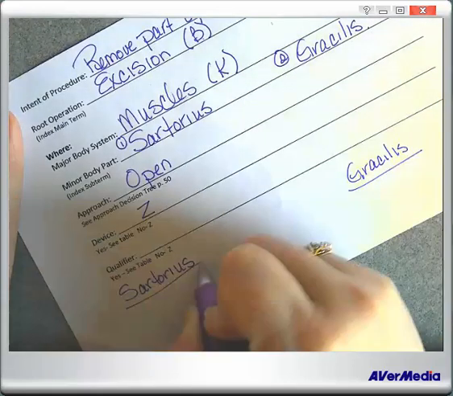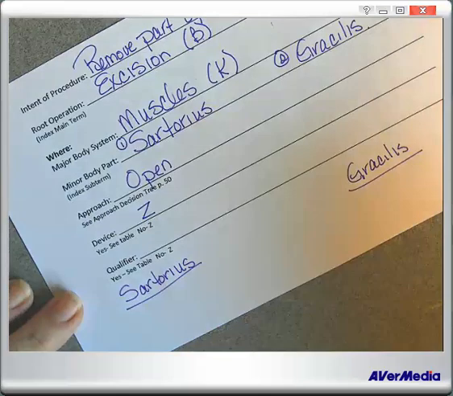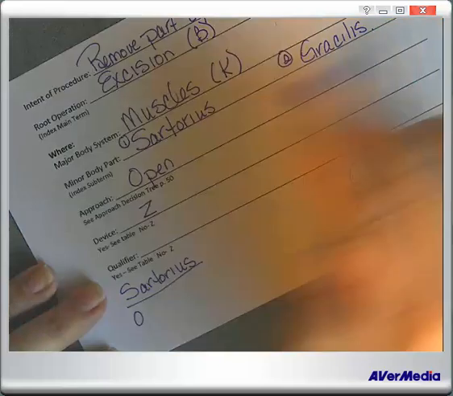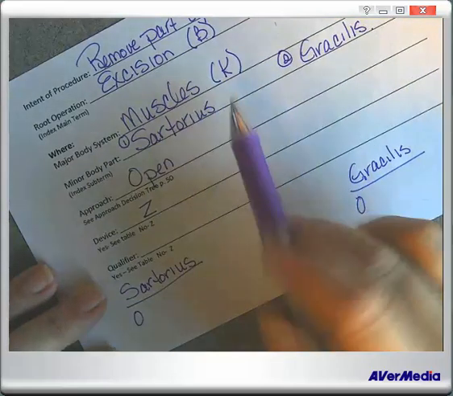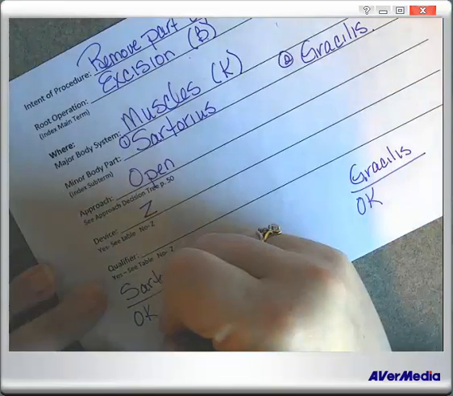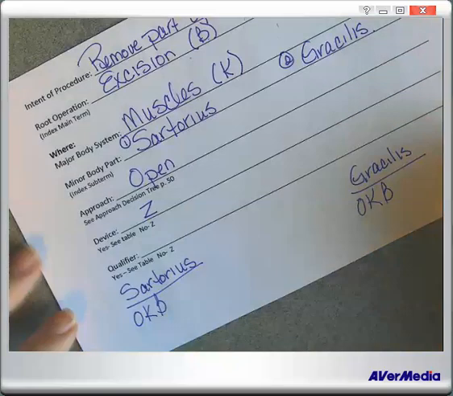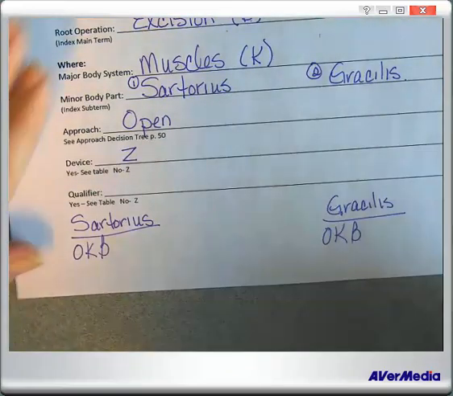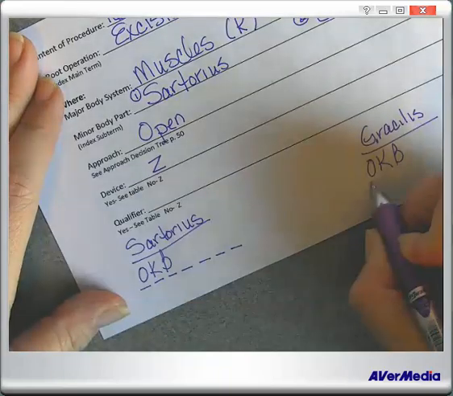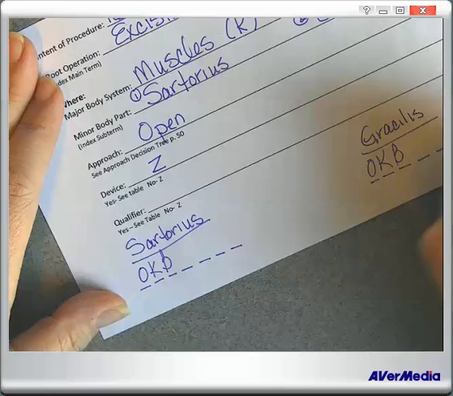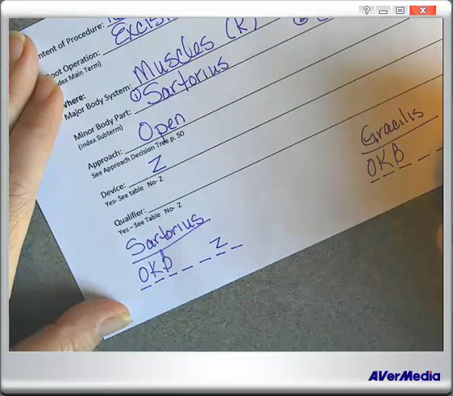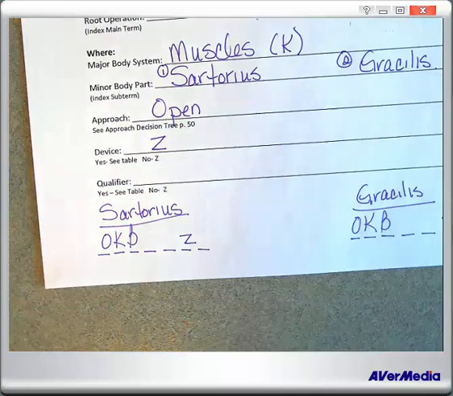Okay. So far, we know that it's going to start with 0 because it's medical surgical, right? We know that it's going to have a major body system of K because of the muscles, right? And we know that it's going to be an excision, which is B. So far, we kind of have a good start, don't we? 1, 2, 3, 4, 5, 6, 7. We also know that our second to the last is going to be Z. So we actually have quite a bit of information before we've even cracked open our book, right?